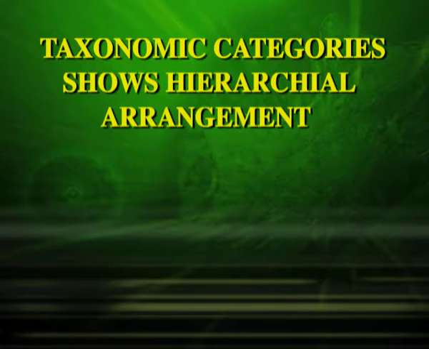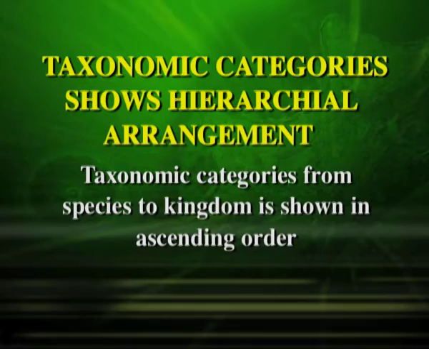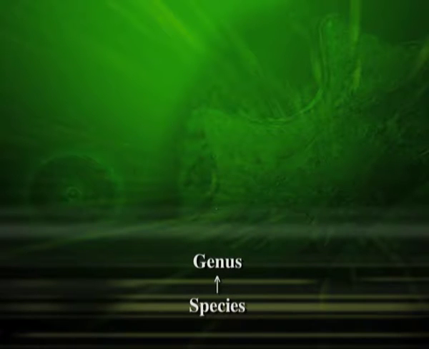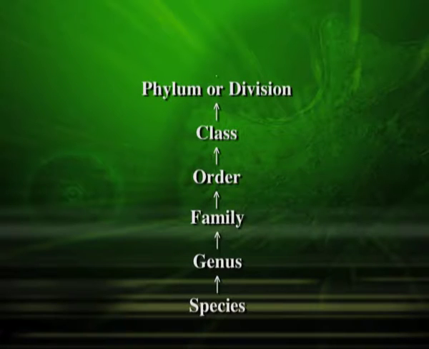Taxonomic categories showing hierarchical arrangement. The taxonomic categories show a hierarchical arrangement, that is, they have a specific system. The taxonomic categories from species to kingdom are shown in ascending order: species, genus, family, order, class, phylum or division, and kingdom. Phylum refers to animals, division to plants.